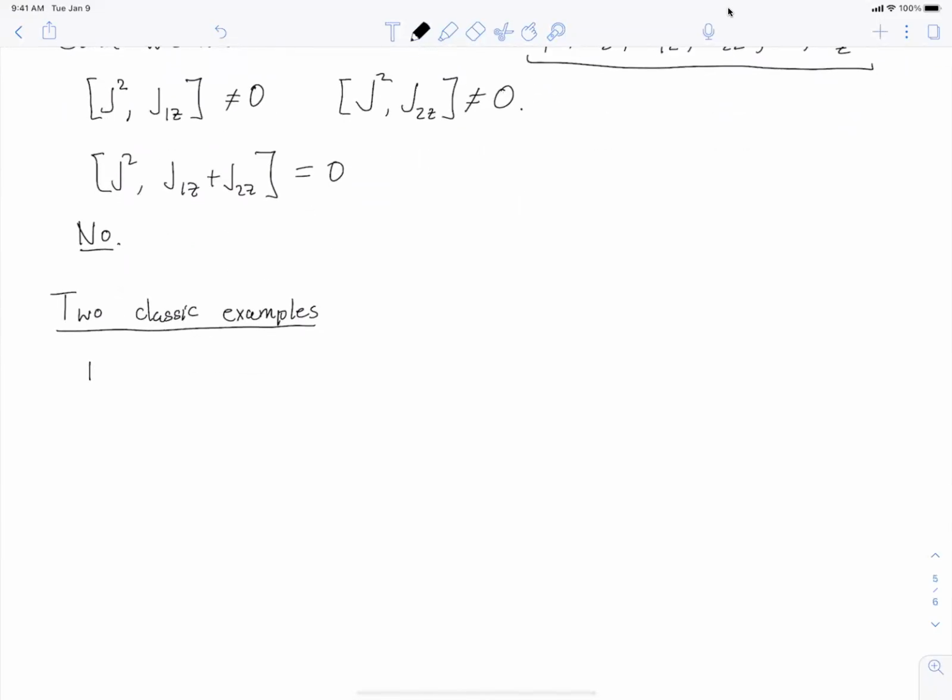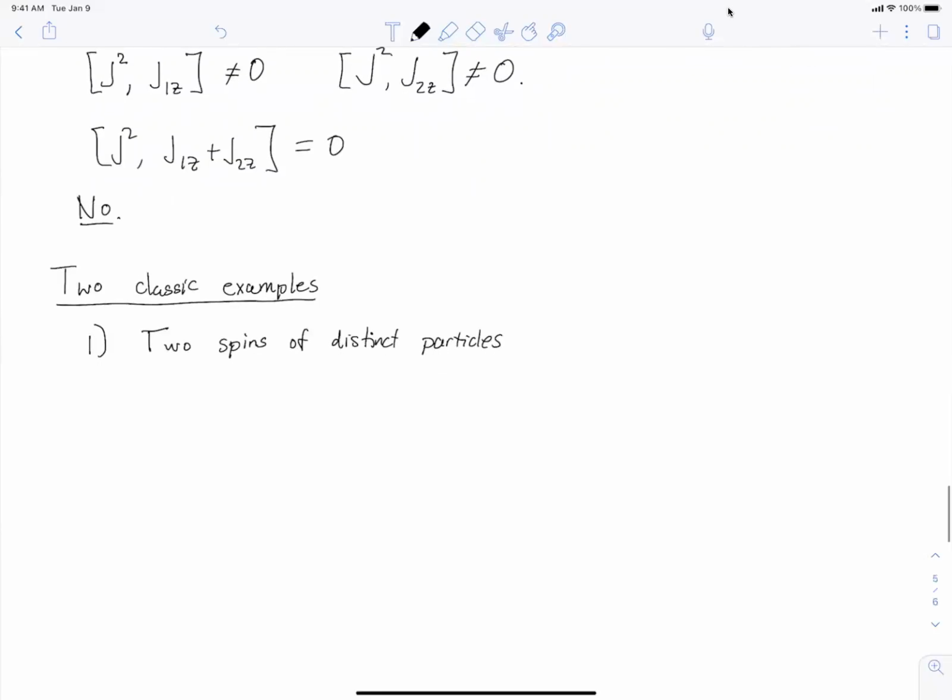So one classic example is just when you have two spins of distinct particles. And we're going to ignore the orbital angular momentum. So in this case, J1 is just going to be S1, and J2 is going to be the spin of the second particle.